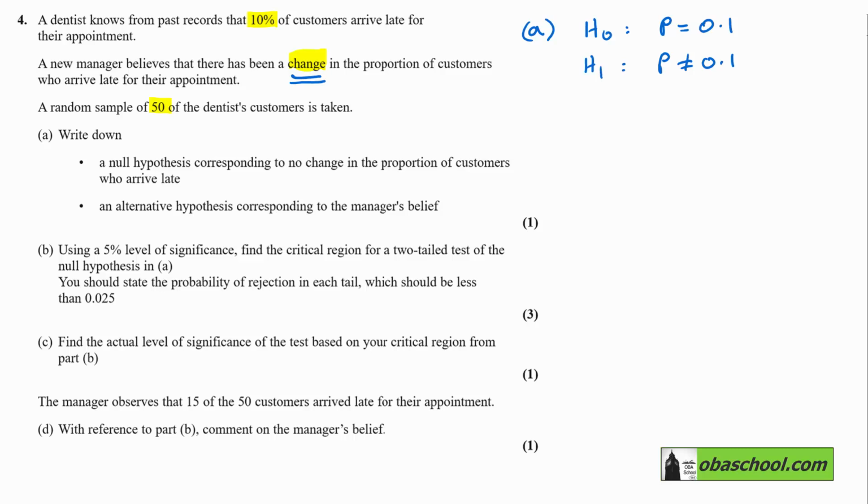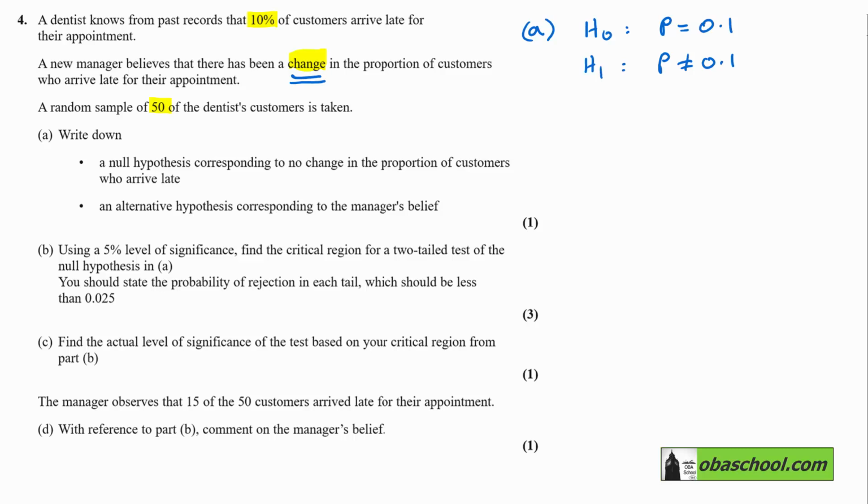So let's move on to part B. Using a 5% level of significance, find the critical region for a two-tailed test of the null hypothesis in A. You should state the probability of rejection in each tail, which should be less than 0.025.